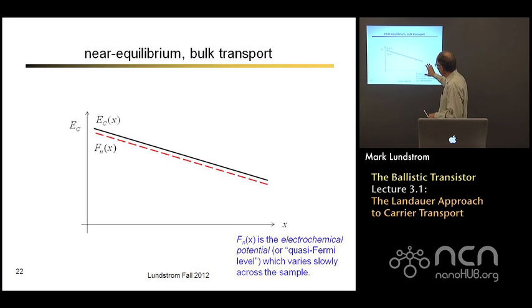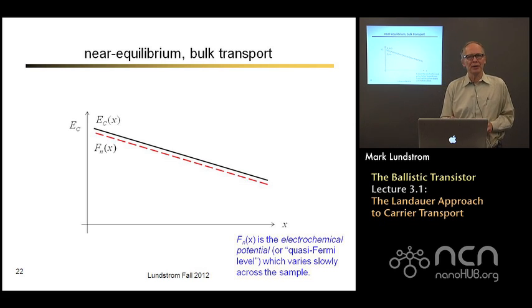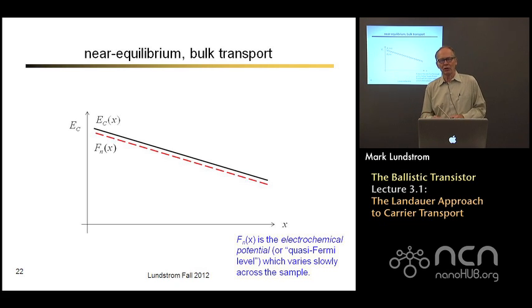So for a long sample, I apply a small voltage. I'll have a constant electric field. The conduction band will just have a constant slope across the device. If the electron density is constant everywhere, then I'll have a quasi-Fermi level whose separation from the conduction band is constant, because the electron density is constant. And that's what my energy band diagram would look like for a very long resistor.